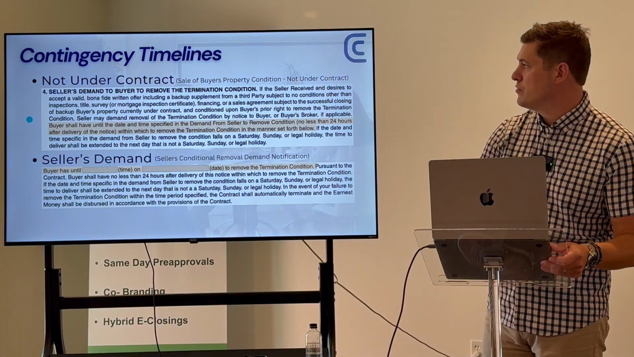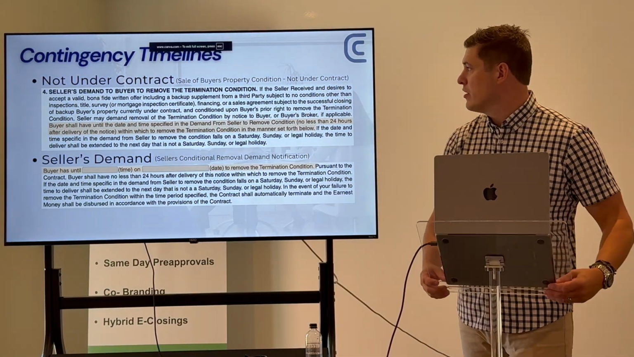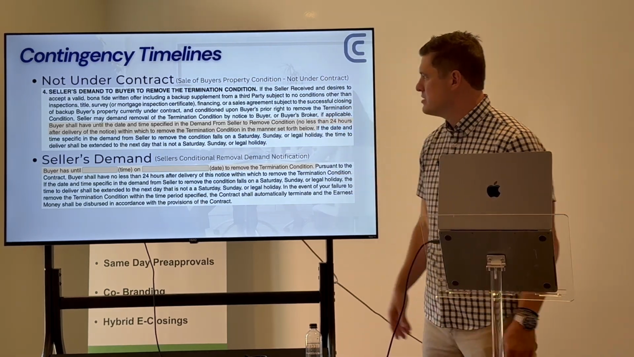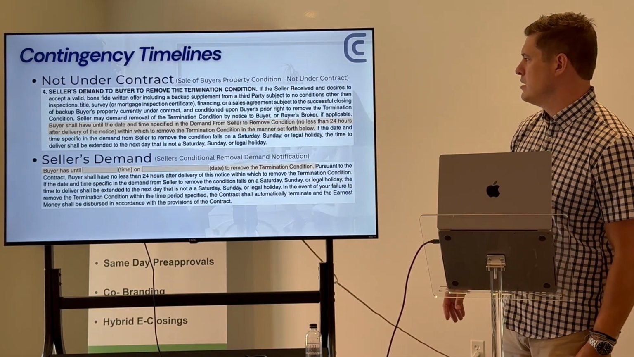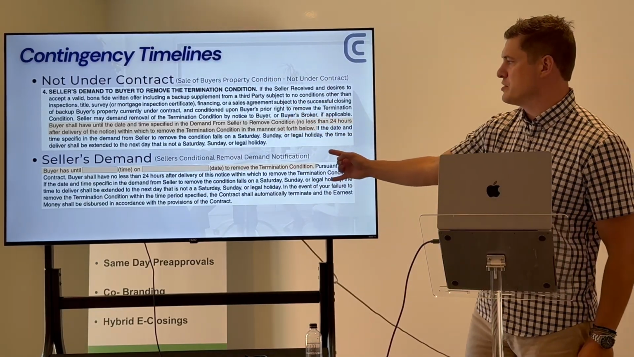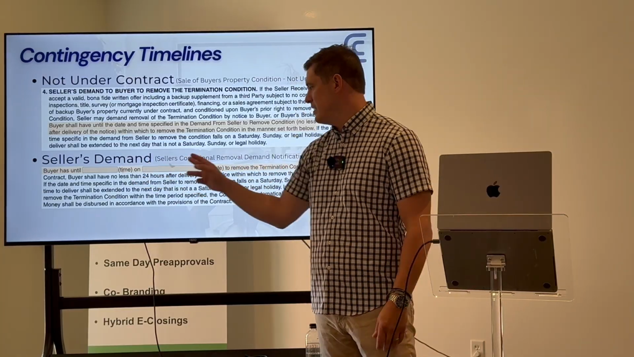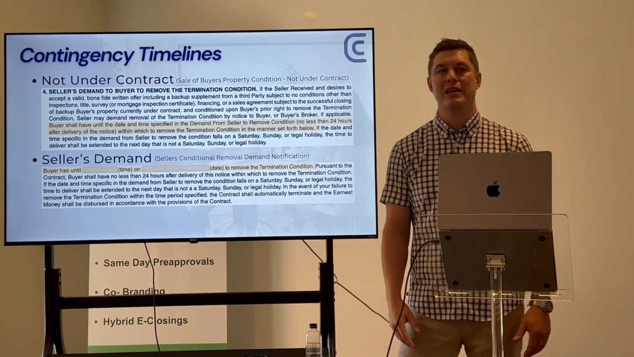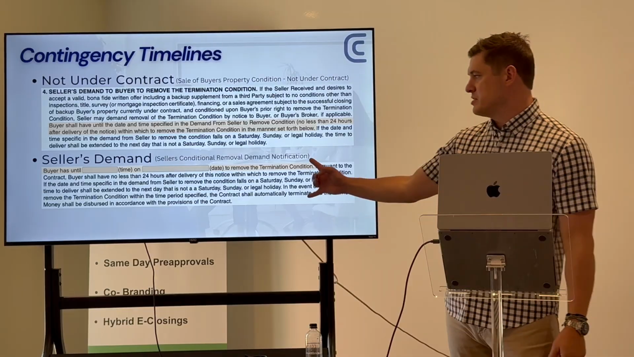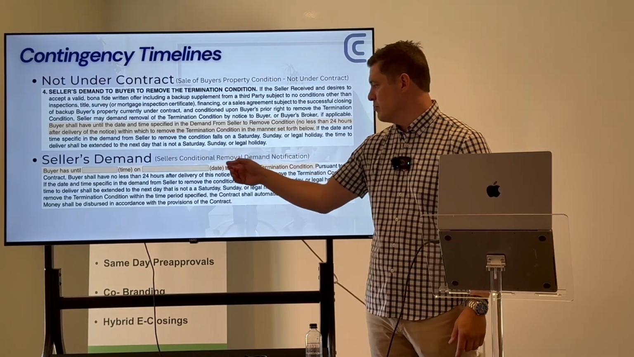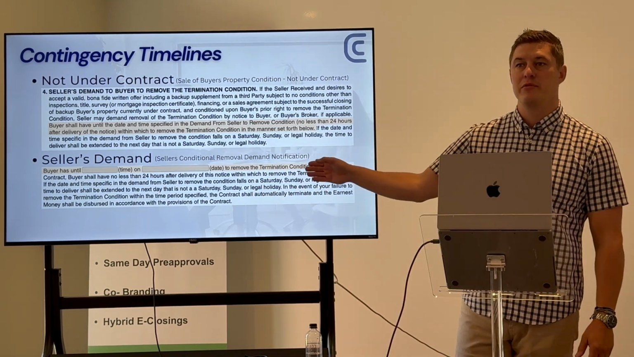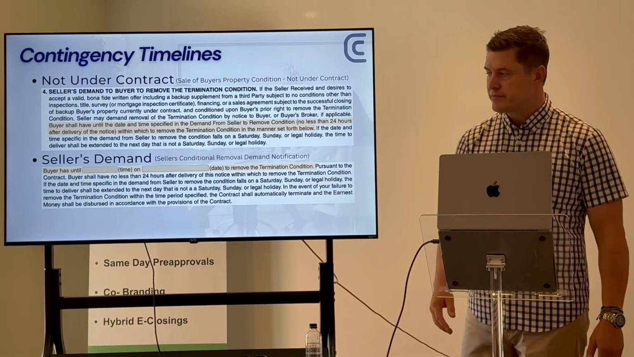So the two documents to remove the contingency are, so not under contract, there's the seller's demand. It's just a duplicate slide, the same thing. So this is your kick-out clause and the seller's demand. The seller's demand puts a time and date on when the contingency removal is needed by, so they can accept the next offer. The document is called the seller's conditional removal demand notification. That document says you have until X date at X time to remove your condition, otherwise we're going to accept the next offer.